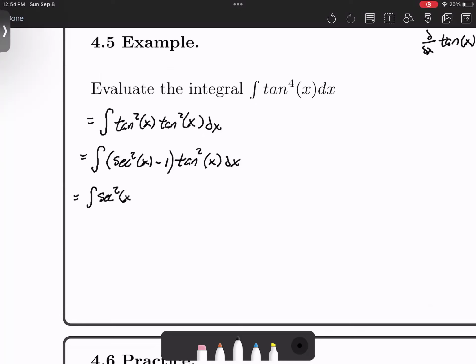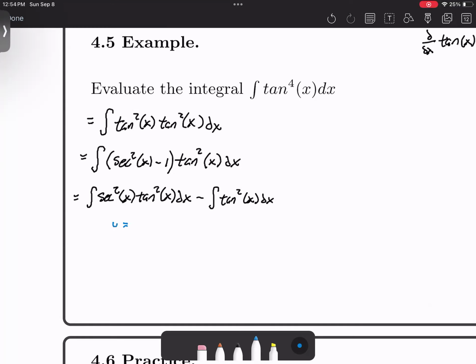Integral of secant squared times a tangent squared, minus integral of tangent squared. All right, this first integral is a substitution problem.